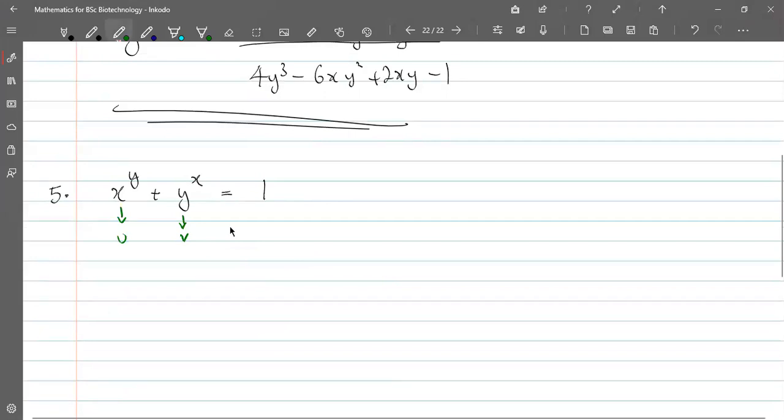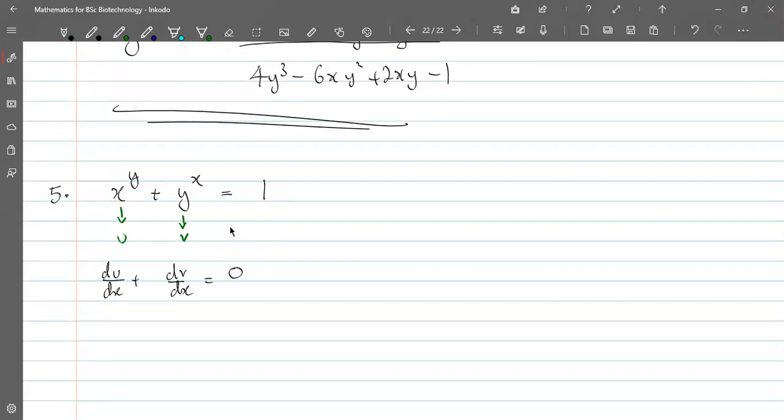So what you will get is, of course, du by dx plus dv by dx equal to 0. That's what you're supposed to get. Or maybe to make this non-trivial, let me write the right hand side as x. Otherwise, you may get something trivial. So this becomes 1. Okay, so we have some interesting derivative. So the task now is to find du by dx and dv by dx.